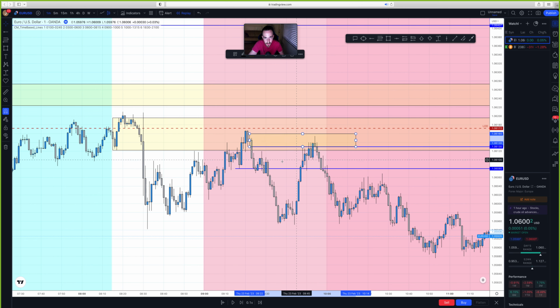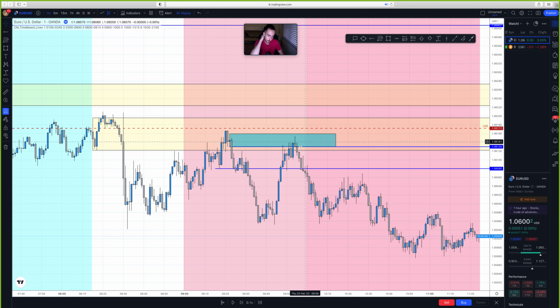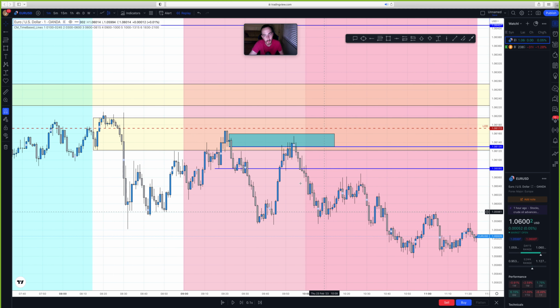Look how clean that looks. And then that literally would have been the entry with no drawdown at all. Like, on M1, no drawdown at all. But why did I take the one on M5?